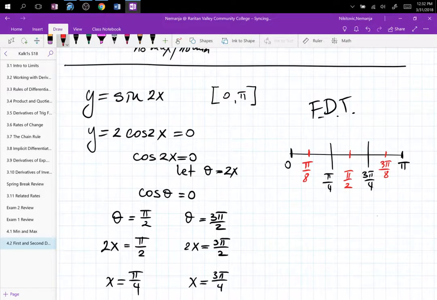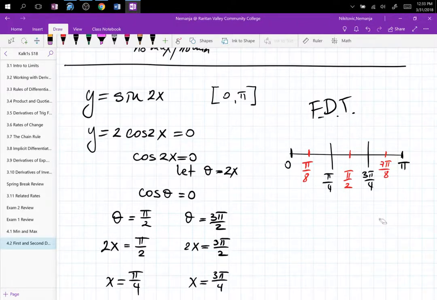So that will be 4. No, it's not 3 pi over 8. 7 pi over 8, yes, thank you. 7 pi over 8. 3 pi over 8 is here.